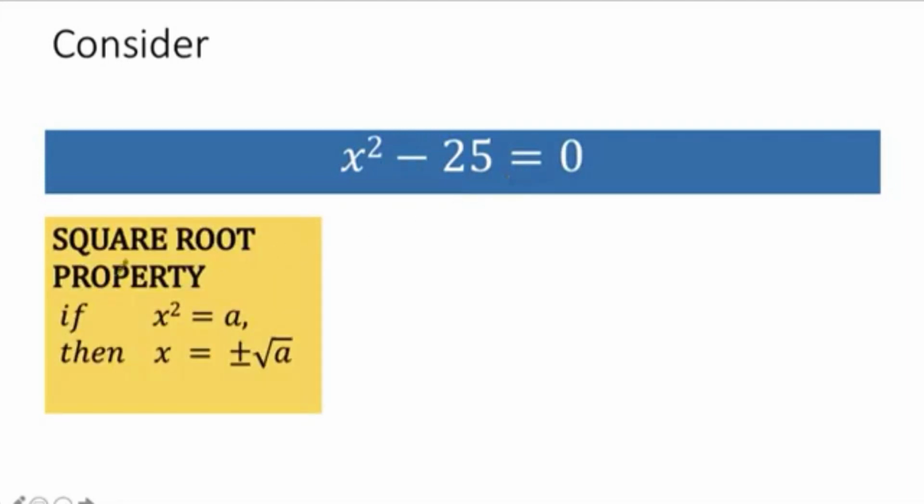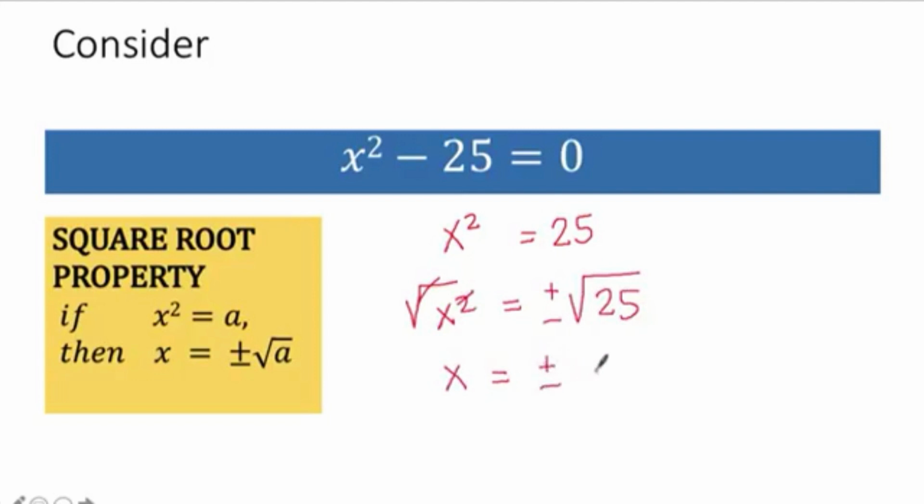What we can do is use the square root property. The square root property says that if x squared equals a, then you can take the square root of both sides and you will get x equals plus or minus the square root of a. So we can use the square root property in order to solve this equation. By adding 25 to both sides of the equality, we will have x squared equals 25. And by applying the square root property, we can take the square root of both sides and we will get x equals plus or minus 5. This means x equals positive 5 or x equals negative 5.